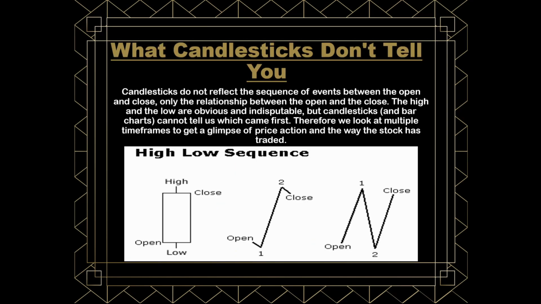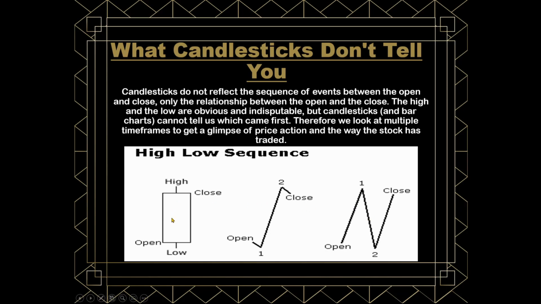What candlesticks don't tell you. Candlesticks do not reflect the sequence of events between the open and close, only the relationship between the open and the close. The high and the low are obvious and indisputable, but candlesticks and bar charts cannot tell us which came first. Therefore, we look at multiple time frames to get a glimpse of price action and the way the stock has traded. And these are just different examples of the different charts.